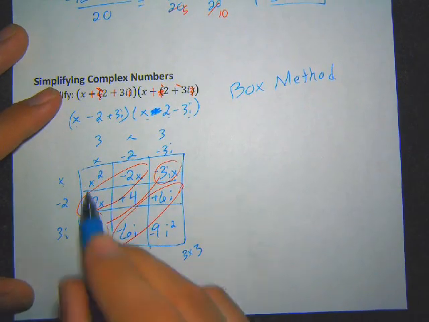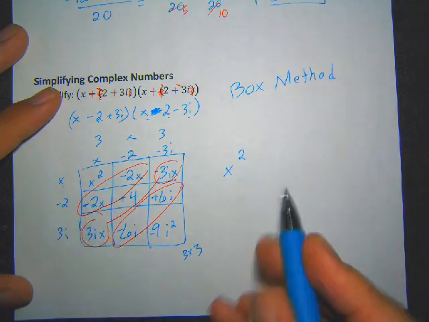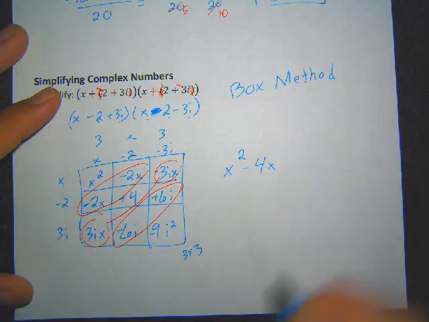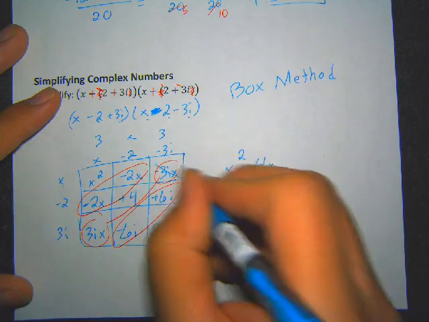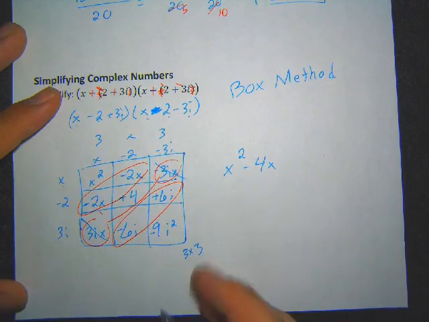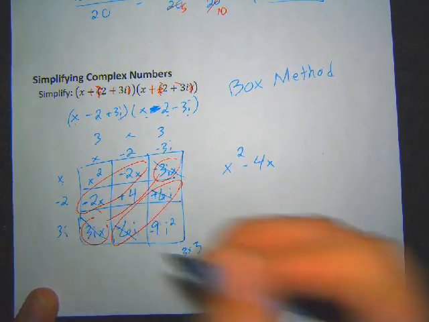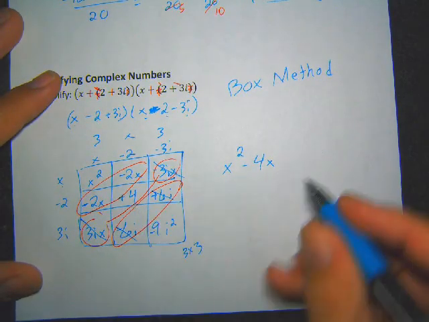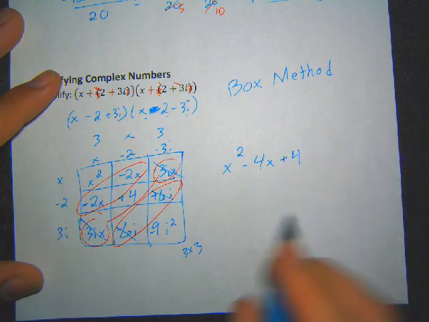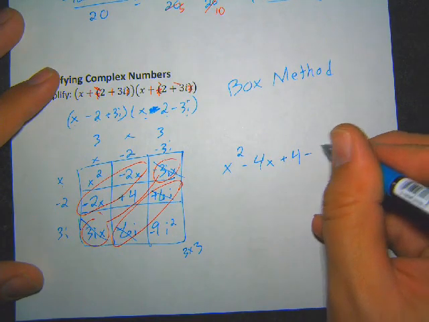So I can do x squared, nothing matches that, so I'm going to write the x squared down. I've got -2x and -2x, that's going to be -4x. I've got -3ix and positive 3ix, so those ones actually cancel because they're opposites. Over here I've got positive 6i and -6i, those are opposites, they cancel. So I'm left with positive 4, and then -9i squared, so I'm going to get minus 9i squared.